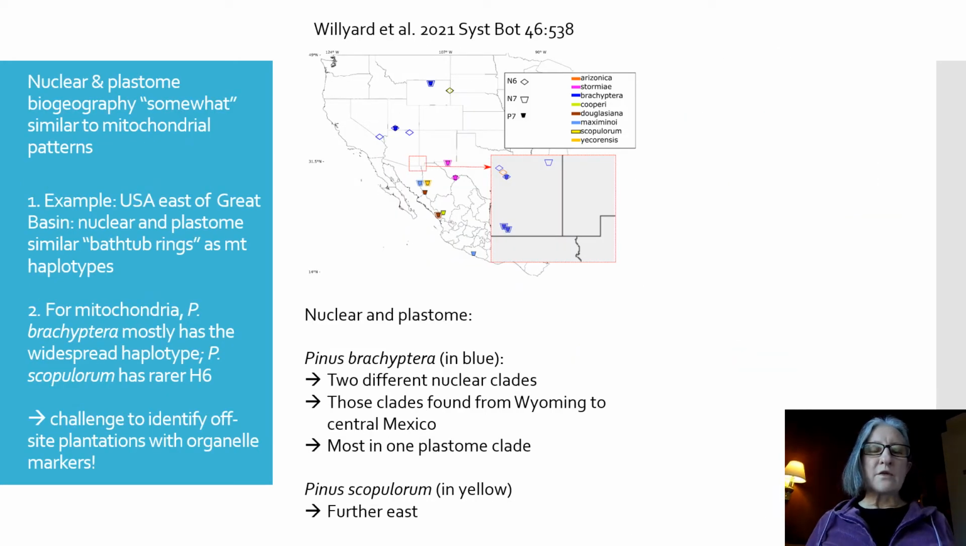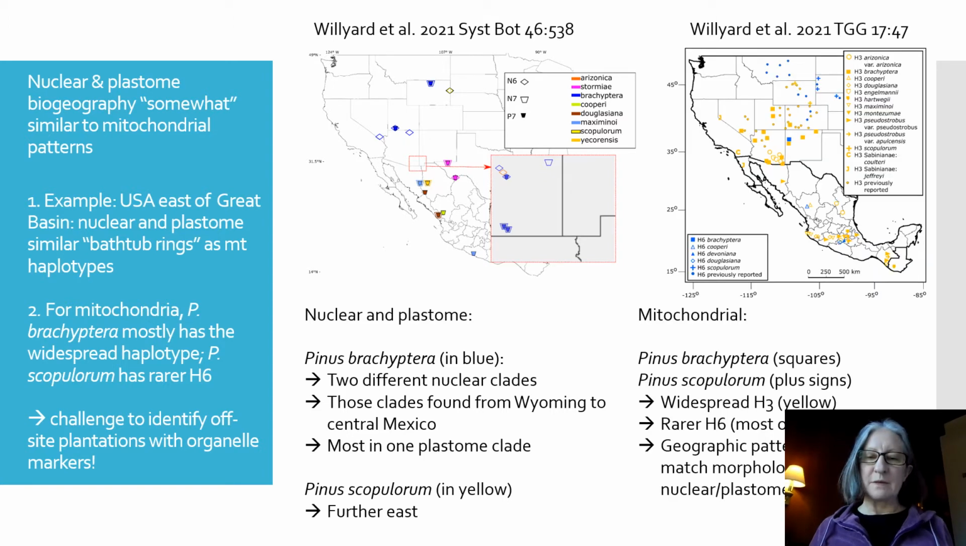So this is where the pines east of the USA Great Basin are resolved in both nuclear and plastid. So brachyptera is in blue here. Those clades are found all the way up into Wyoming and all the way down into central Mexico. And most of those brachyptera are in one plastome clade.